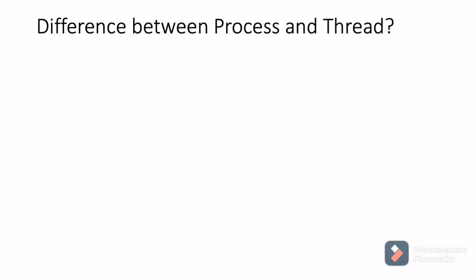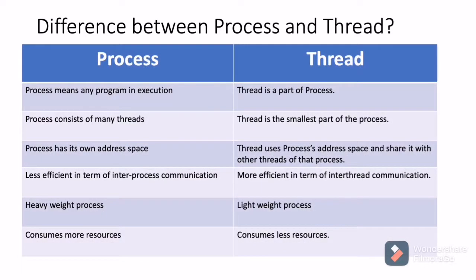Difference between process and thread. Process means any program in execution, whereas thread is a part of that process. Process consists of many threads. Thread is the smallest part of that process. Process will have its own address space, whereas thread will use the process address space. Process will be less efficient in terms of inter-process communication. That is, if you want to communicate between two processes, at that time process will be less efficient since it is a heavyweight one, whereas thread is more efficient in terms of inter-thread communication.